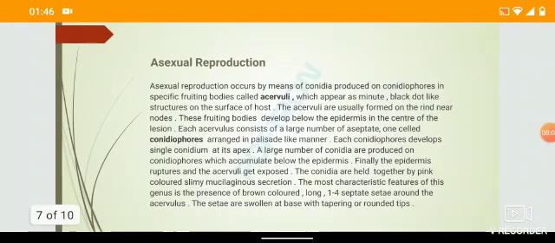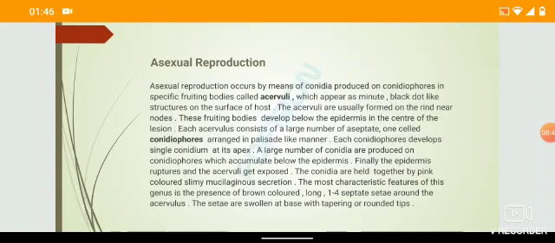Now we'll discuss asexual reproduction, which is the most common method of reproduction in Colletotrichum. Asexual reproduction takes place by the formation of conidia. These are produced on the conidiophores in specific fruiting bodies called acervuli. These fruiting bodies appear as small black dot-like structures on the surface of the host.